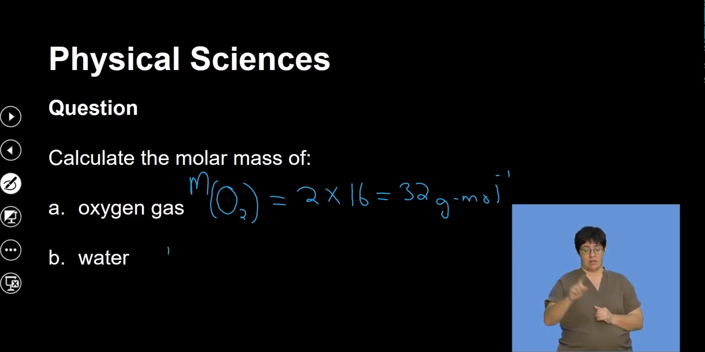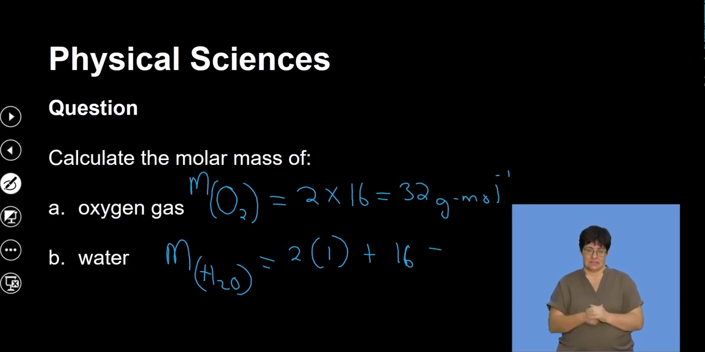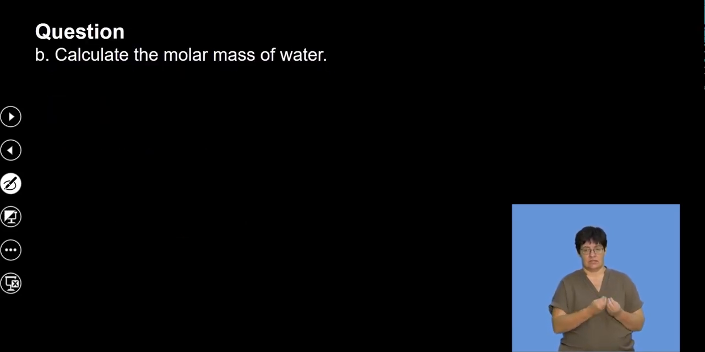What about water? The molar mass of water: the formula suggests that there are 2 atoms of hydrogen for every oxygen atom. So it's 2 multiplied by 1, because there are 2 hydrogens, plus 16, which gives us 18 grams per mole. So that's the molar mass of those 2 substances. We've done that.